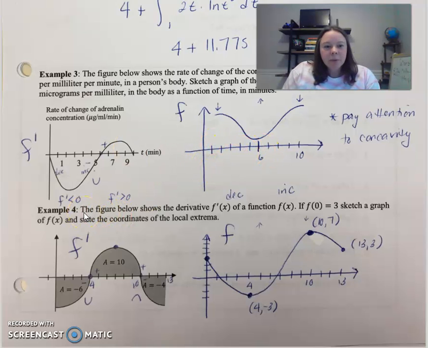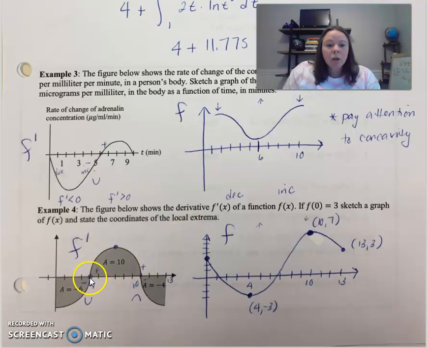And then the last example here: the figure below shows the derivative of a function f of x. Notice I put a big f prime right there. If f of 0 equals 3, that's important. That's a point on the original function. So notice I immediately, after I got my axes drawn, plotted that point. That's my starting point. Sketch a graph of f of x and state the coordinates of the local extrema.